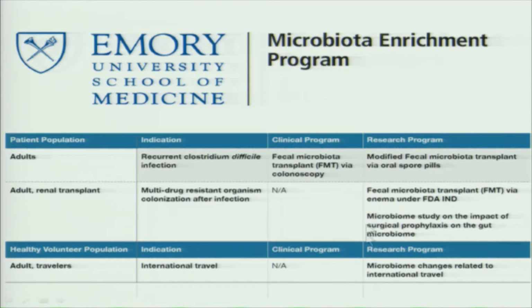We're also doing 2 descriptive studies with the CDC looking at the impact of surgical prophylaxis. So we're going to take renal transplant donors, and look at them because they're very healthy to donate a kidney. We're going to look at their gut microbiota before and after they get cefazolin as their surgical prophylaxis. And then we're also looking at the microbiome related to international travel.